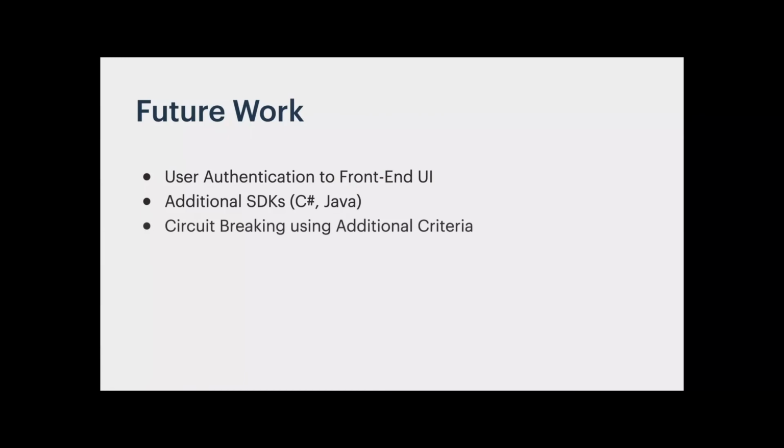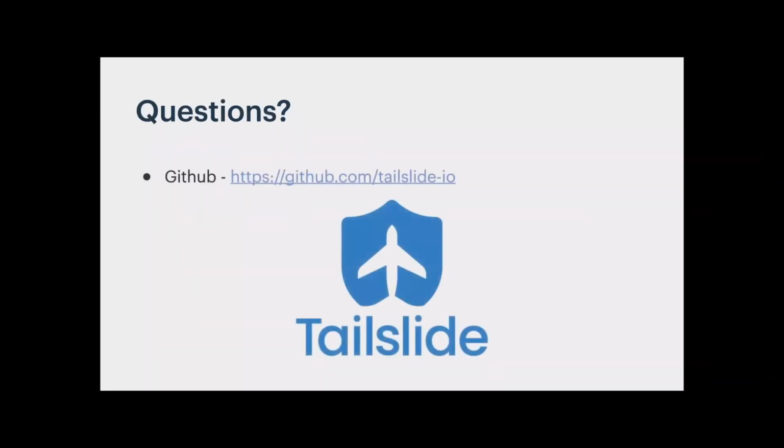In the future, we would like to add additional popular backend languages such as C# and Java. And lastly, we would like to add the ability for users to circuit break based on other trigger criteria, such as user-defined HTTP response codes and user-configured response time thresholds, specifically when the circuit breaker is used for synchronous service-to-service communication.